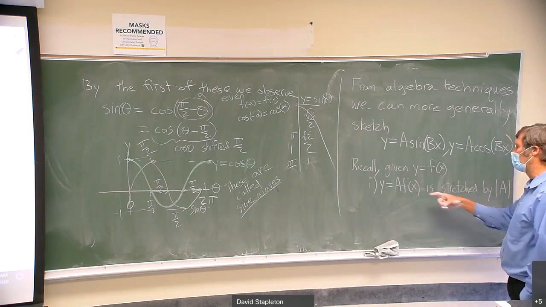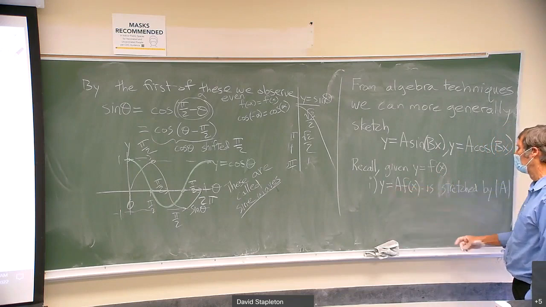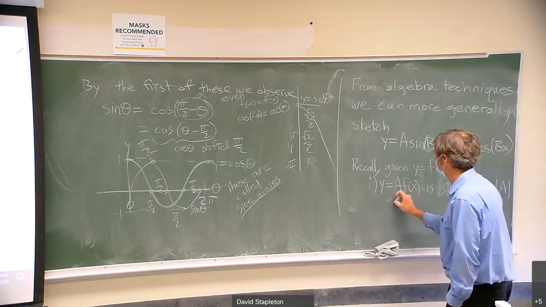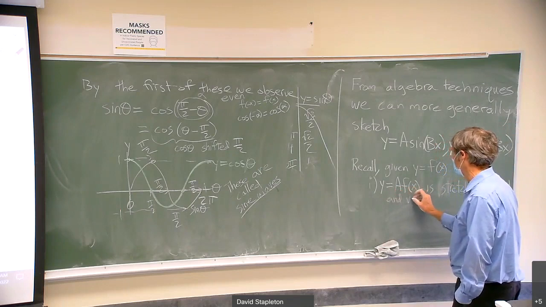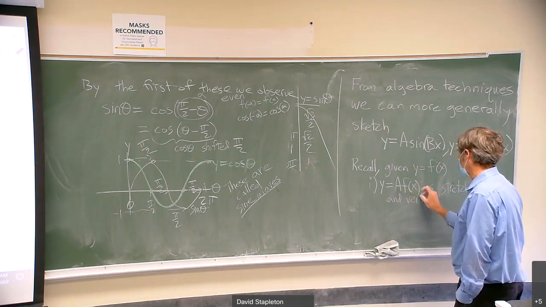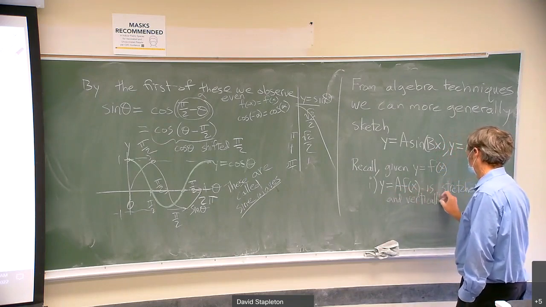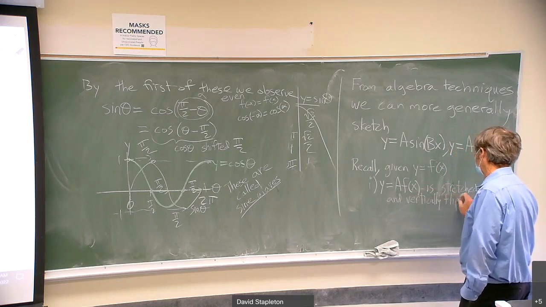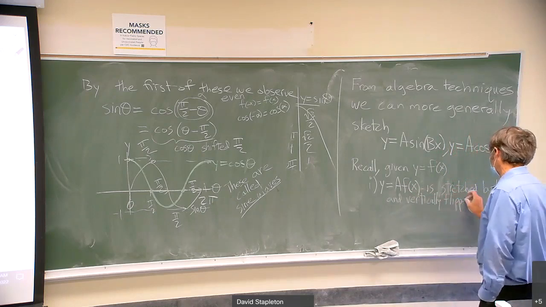And then if a is negative, it makes all the y coordinates negative also. So it's flipped vertically over the x-axis if a is negative, because it makes the y coordinates negative instead of positive.